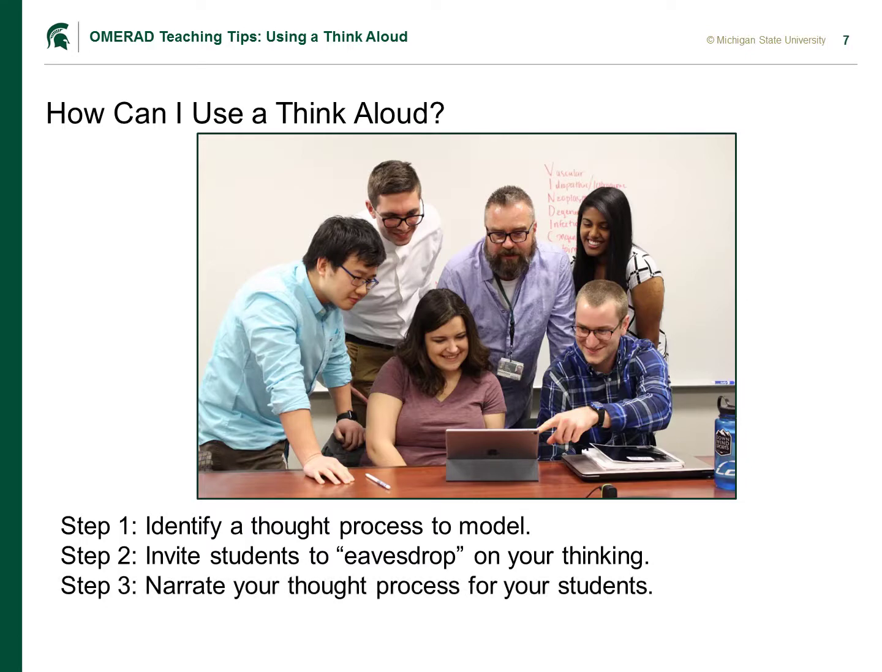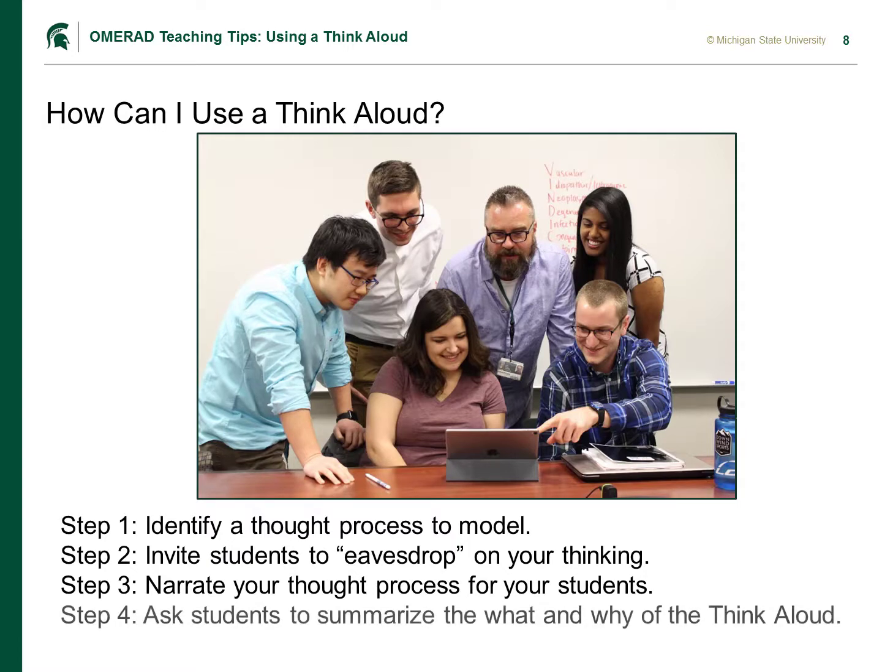During the Think Aloud, describe the context where this thought process can be used. Then walk your students through your thought process by narrating the steps involved. You can also share any experiences or challenges you have faced in applying the process you are modeling through the Think Aloud. After the Think Aloud, invite your students to summarize what steps you followed in your Think Aloud and why these steps were important.